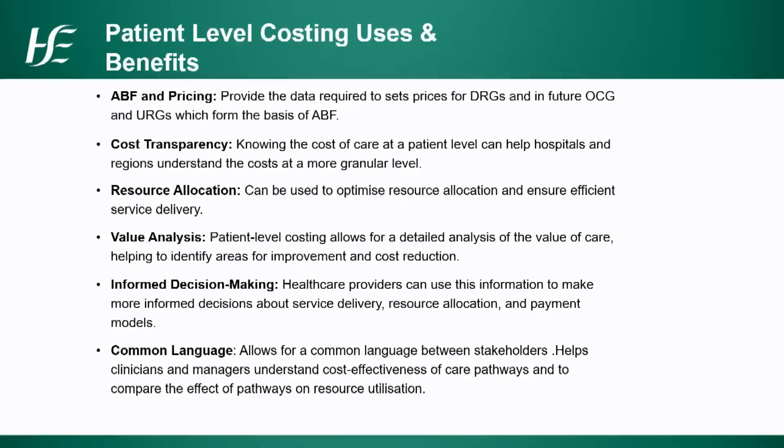Benefits and uses of it, and as Robert said earlier, really it's just cost collection unless it's actually used. For the Healthcare Pricing Office ourselves, it forms the foundation of ABF and pricing, and it provides us the data required to set the prices for DRGs, the URGs and the OCGs. It gives cost transparency. It's a much more granular level of costing than what we have at the moment with specialty costing. It allows hospitals to track their resource utilisation to their patients so you can see what things are actually being spent on. Nobody goes into Tesco with €50 and says, just give me food. They know what they're getting.